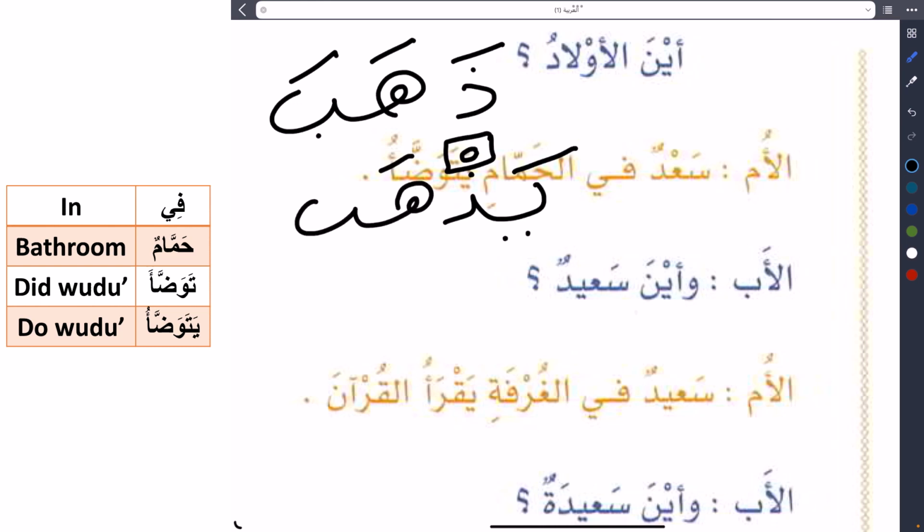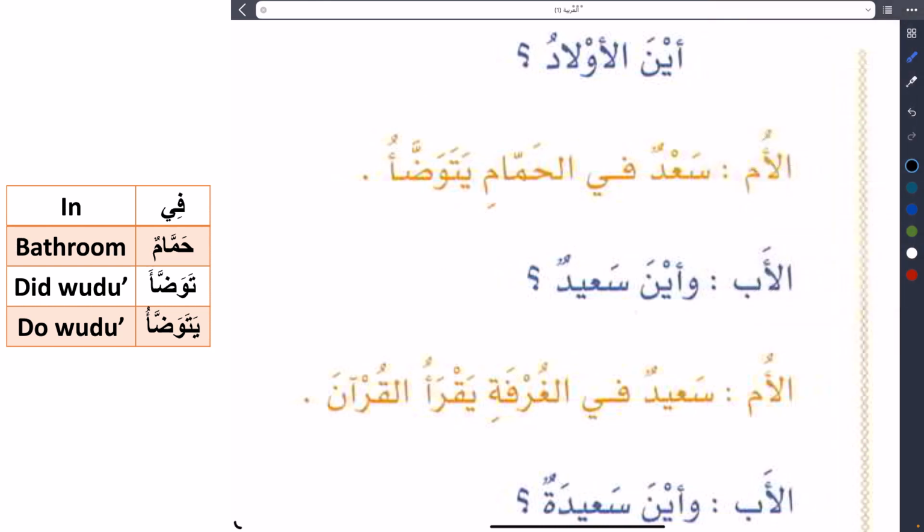Then you put Dhamma on the last letter. Let's read it. يذهب. So this is the way, taking present from the past and taking the past from the present.